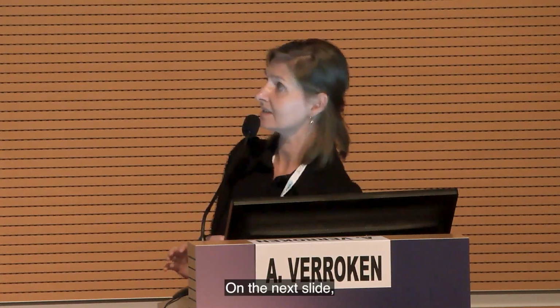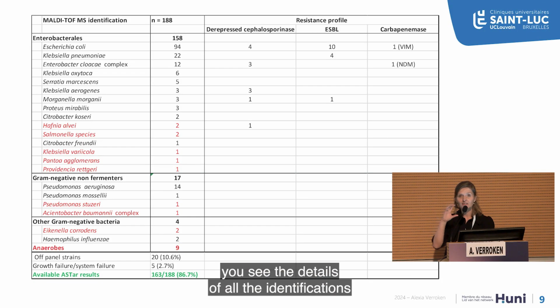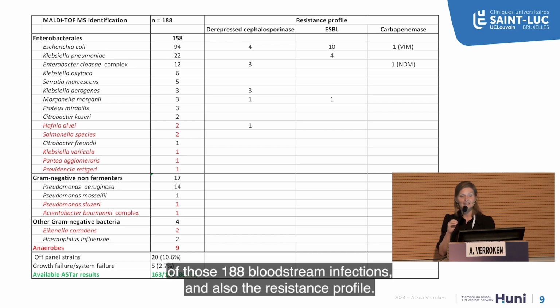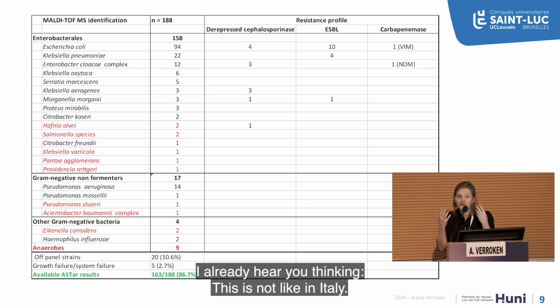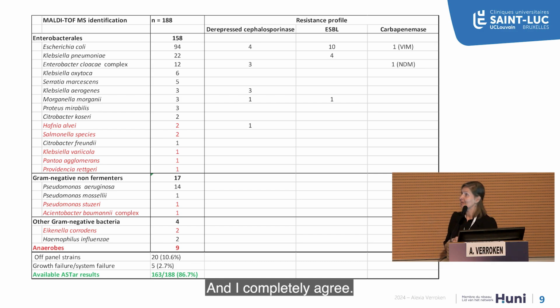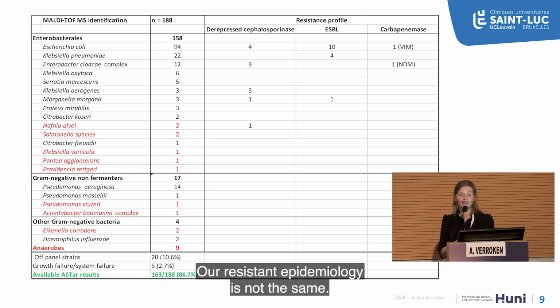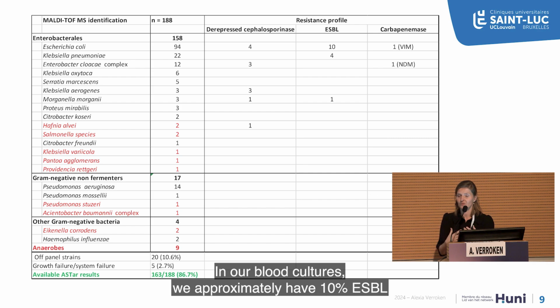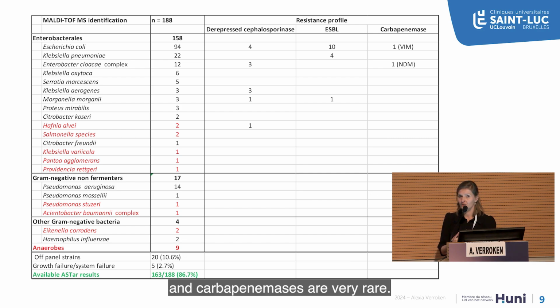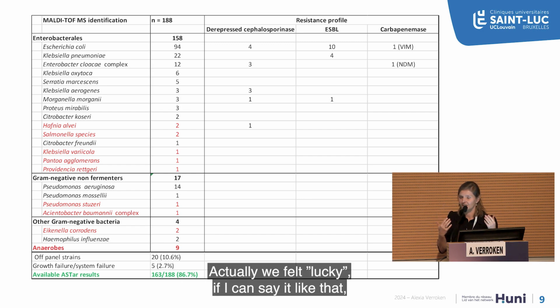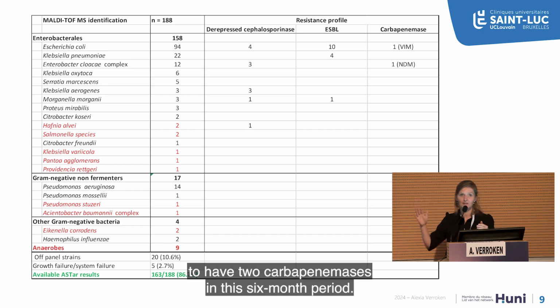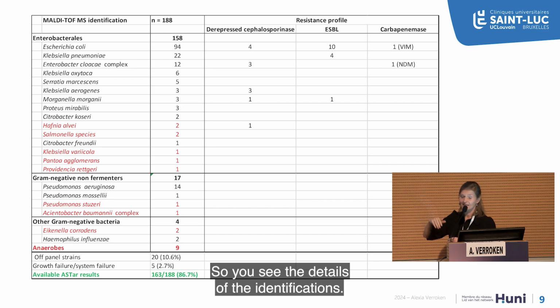On the next slide, you see the details of all the identifications of those 188 bloodstream infections and also the resistance profile. So I already hear you thinking, this is not like in Italy, and I completely agree. Our resistance epidemiology is not the same. In our blood cultures, we approximately have 10% ESBL, and carbapenemases are very rare. Actually, we felt lucky, if I can say it like that, to have 2 carbapenemases in this 6-month period.